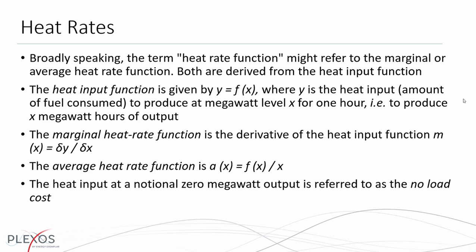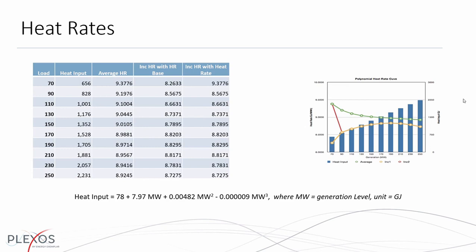The marginal heat rate function is the derivative of the heat input function. The average heat rate function is f of x divided by x. The heat input at a notional 0 megawatt output is referred to as the no-load cost. Heat rate can have more than one shape.